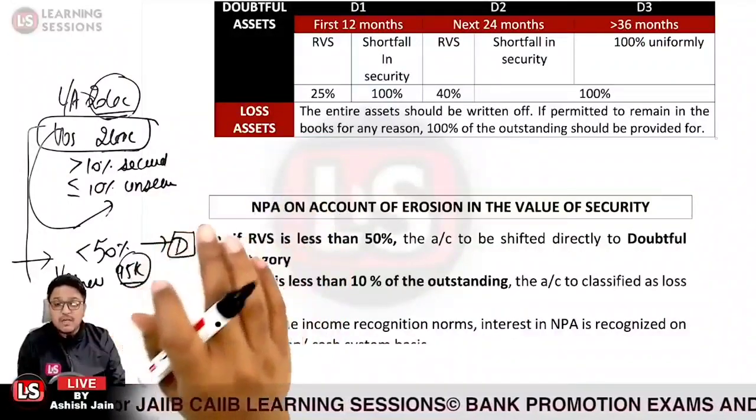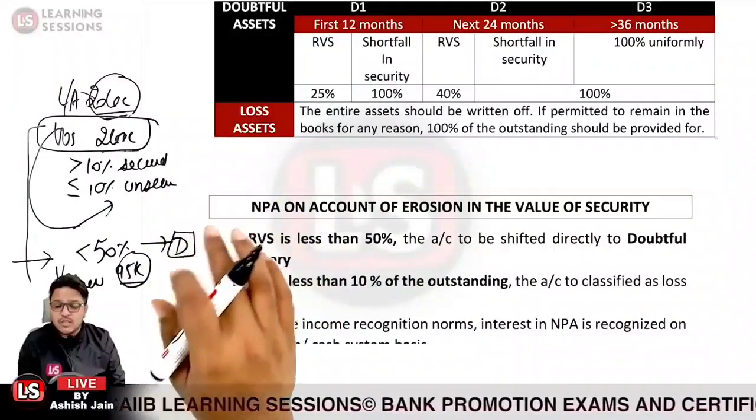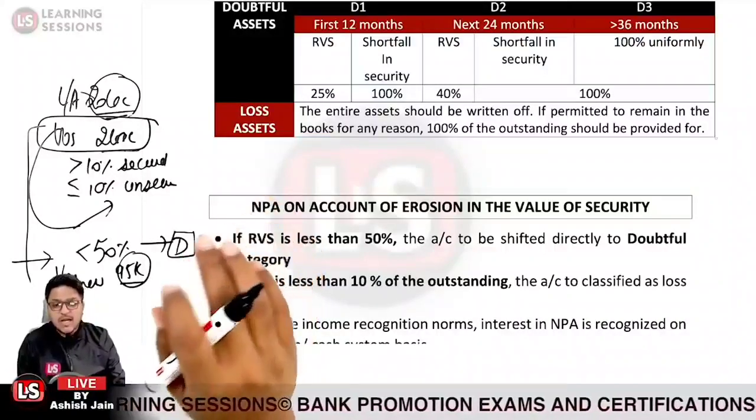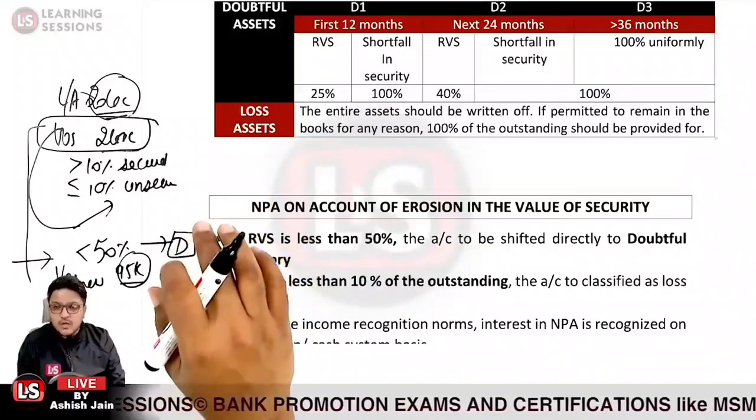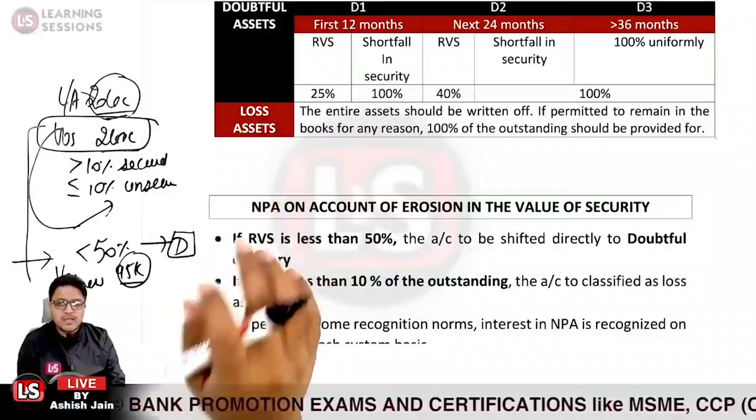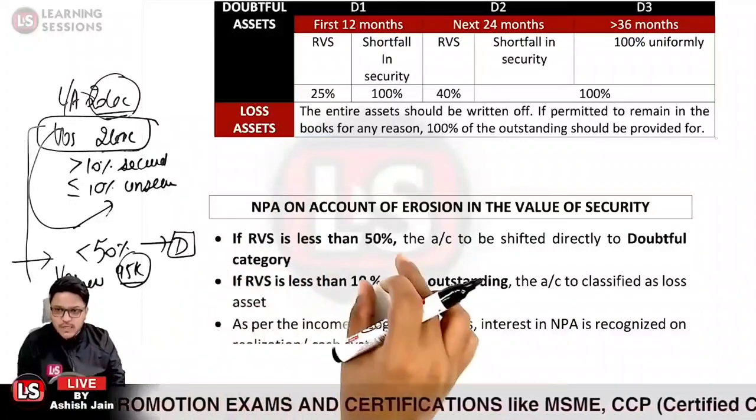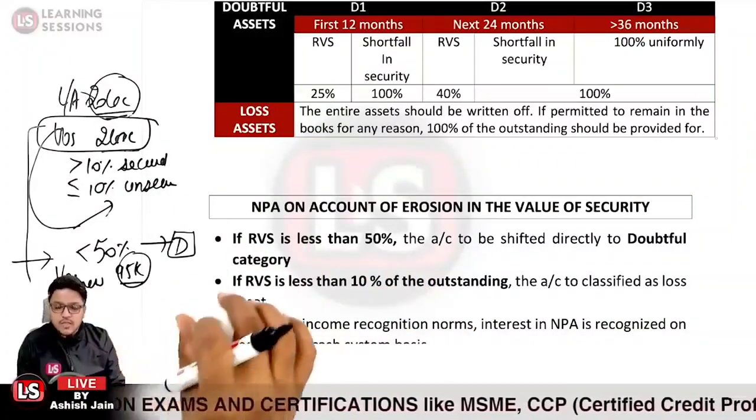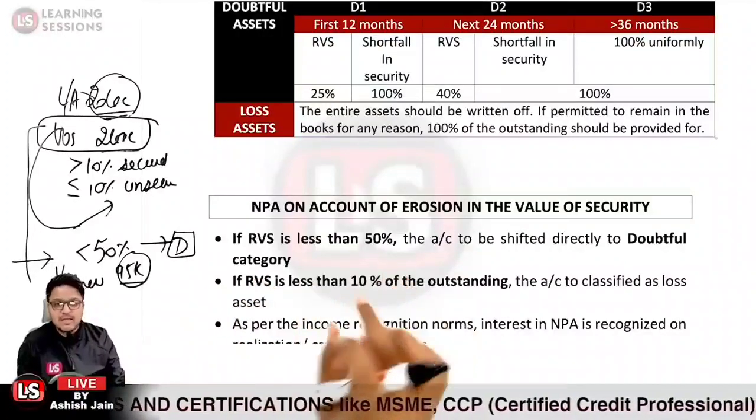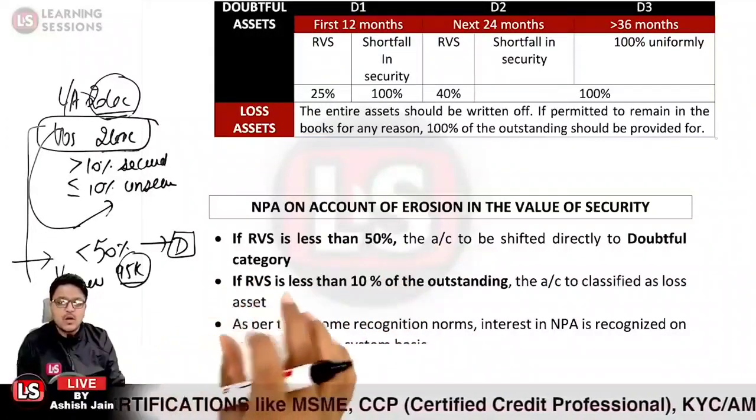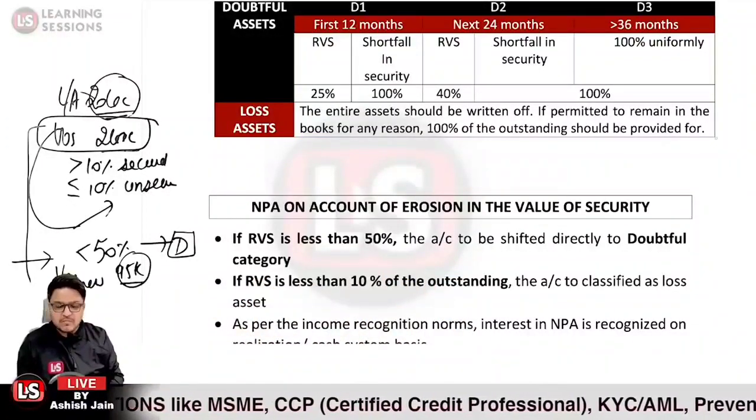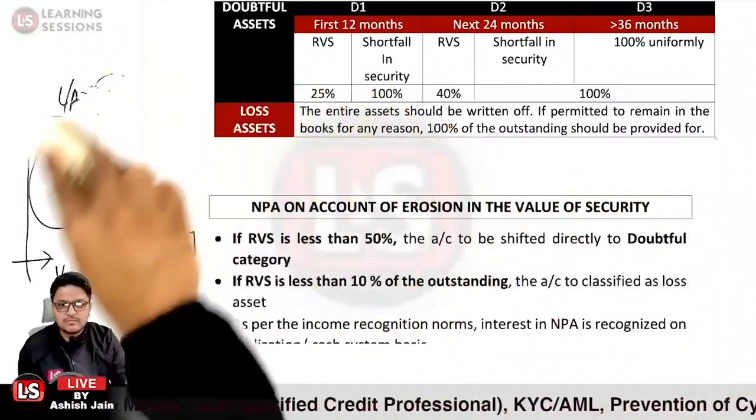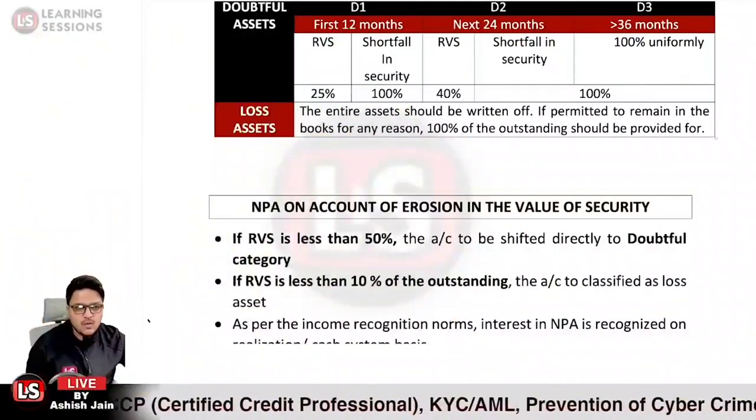Okay. But if the erosion in the value of the security is there, and further the eroded value of security is lesser than 50%, in that case it will be transferred to the doubtful category. And if the eroded value of security is less than 10%, then in that case it will be transferred to the loss asset category. Is that clear over here? Okay.